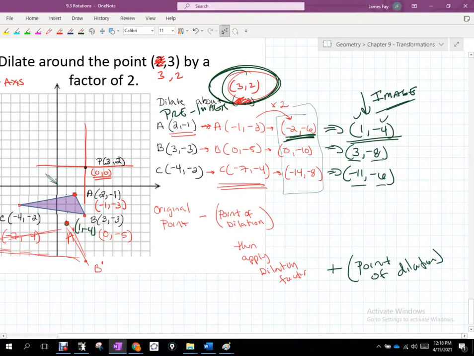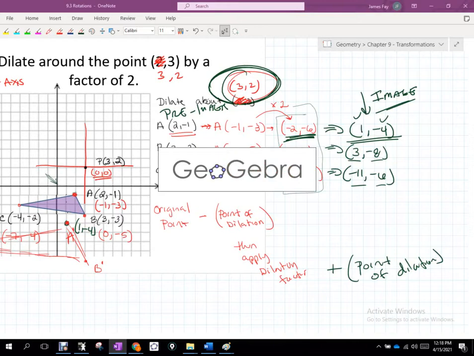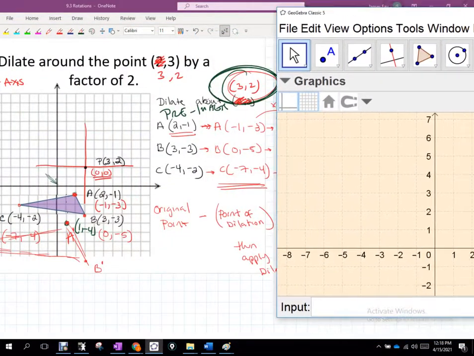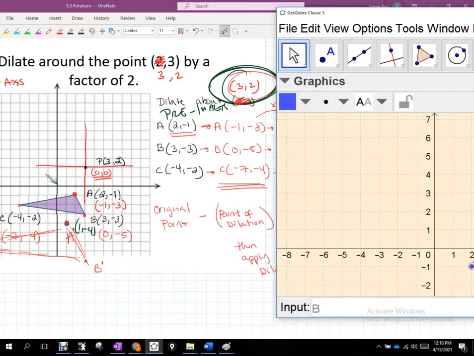Is that okay? So I want to show you, I should just structure this on GeoGebra real quick, just to convince you that what we're doing there is not made up. So A is equal to 2, -1. B is at 3, -3. C is at -4, -2. Okay. And then our point P for the dilation was at 3, 2, we said.